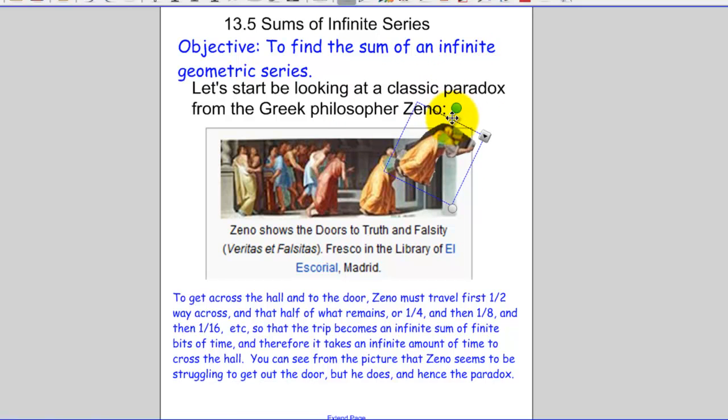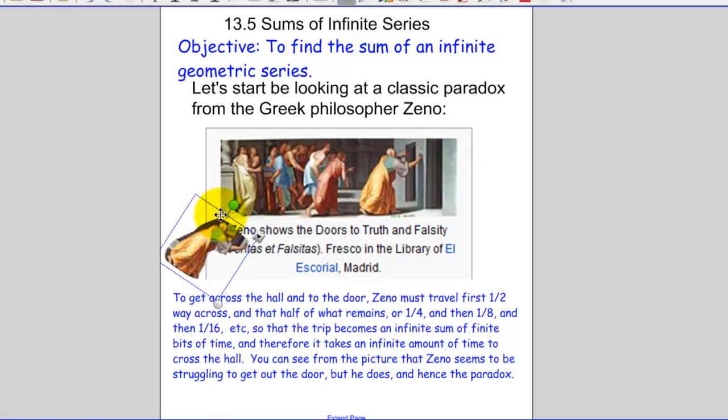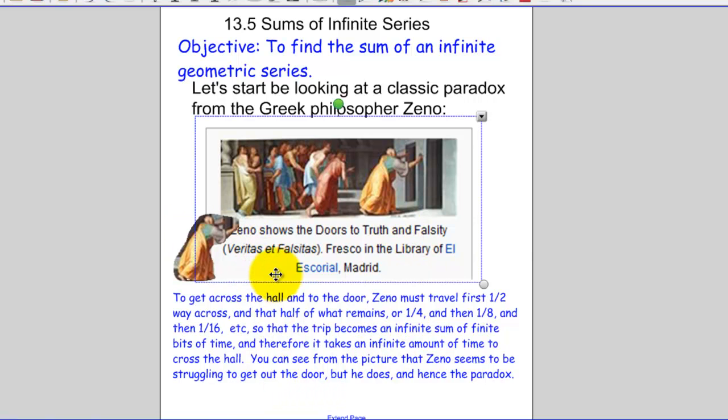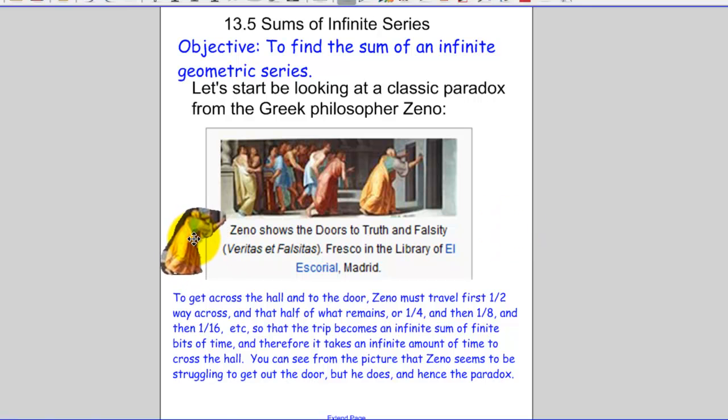Ooh, okay, so what do you do? Seems to be a paradox because it's an infinite sum of finite bits of time, which must be an infinite amount of time. So Zeno reasoned that this is a paradox. You can't get across the room. Can't get across the hallway. Now, clearly he does. And that's where the paradox comes in. Your logic seems to tell you one thing, and reality tells you another.